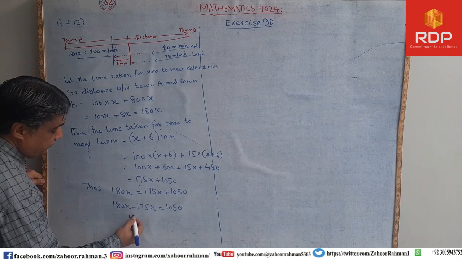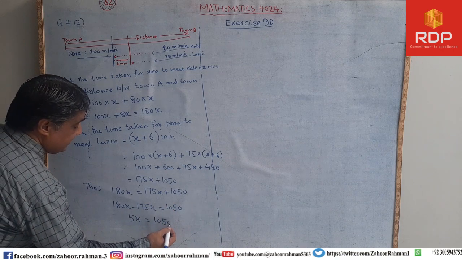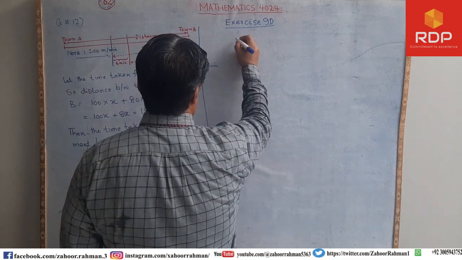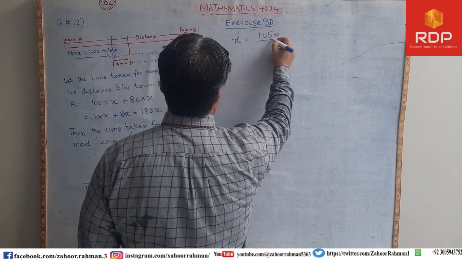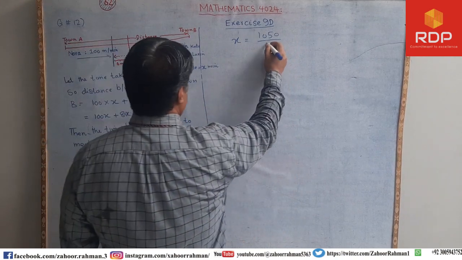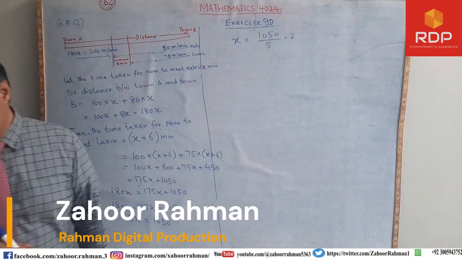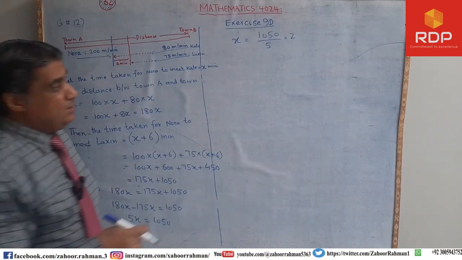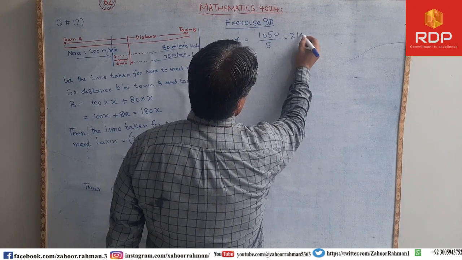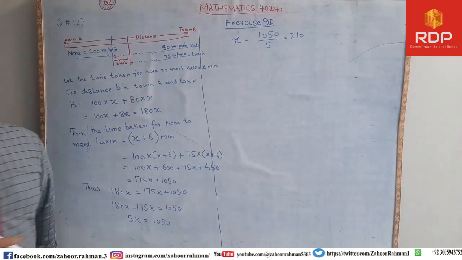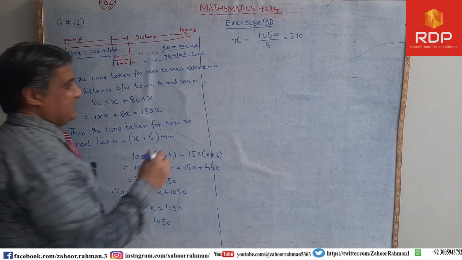So it will be 5x, and that will be 1050. So x is equal to 1050 divided by 5, which is equal to 210. 210 will be the value of x.